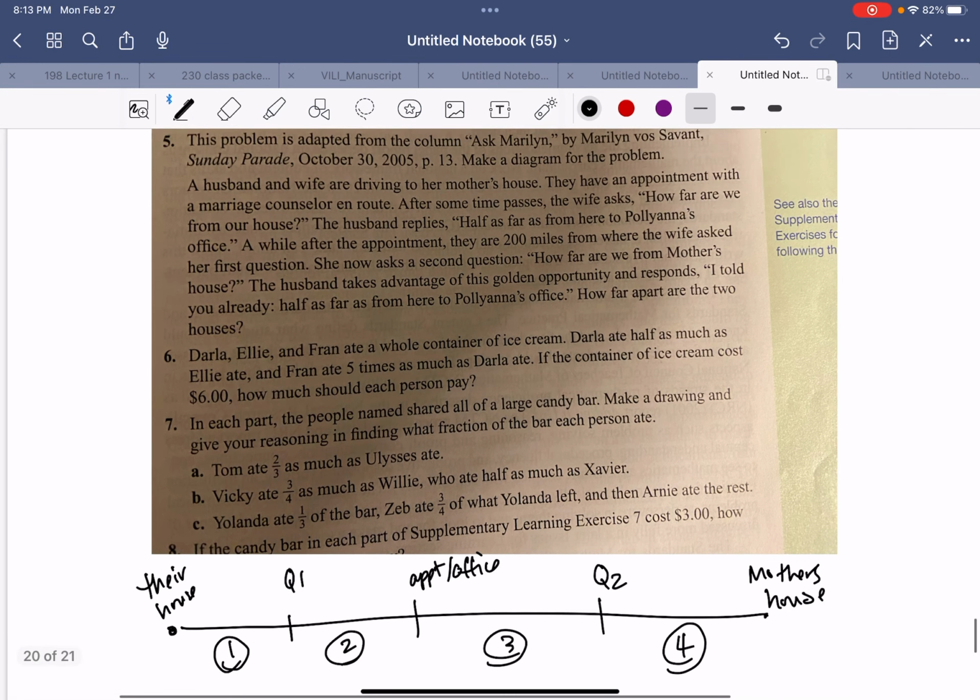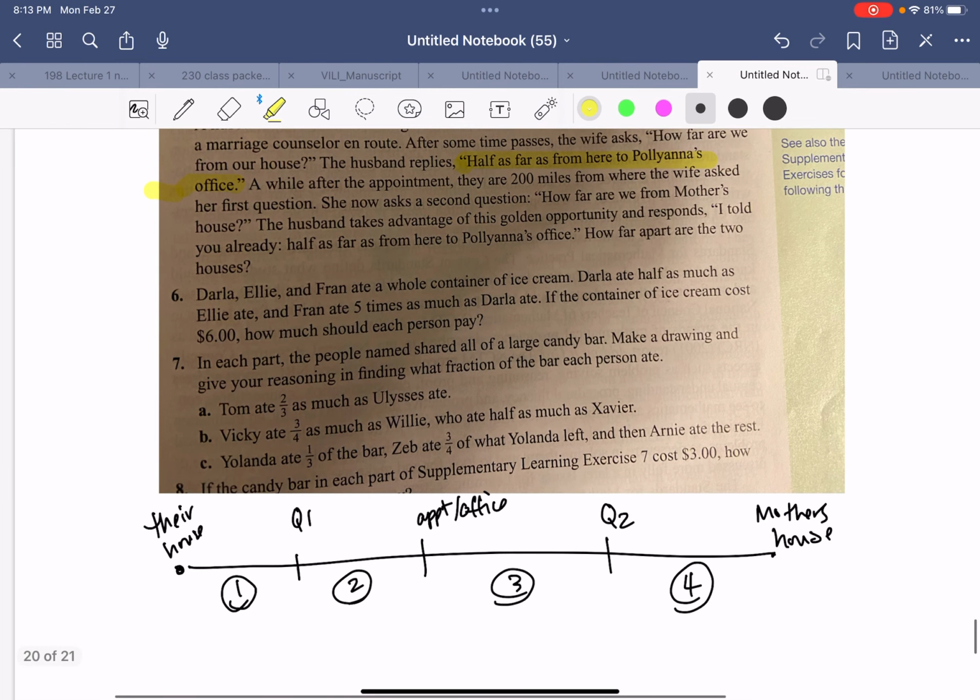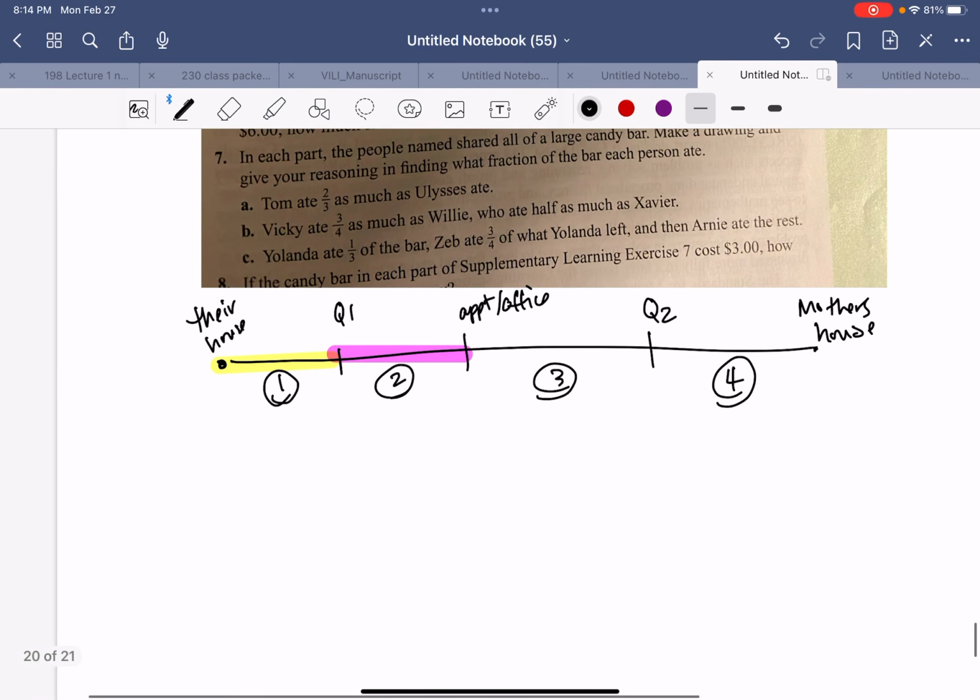So when we take a look at the ratios in here, it says half as far from here to Pollyanna's office. So here is where they are. How far are we from our house? So this is when they leave. They're a certain amount of distance from their house compared to from there to Polly's house. So the first ratio, the 1/2, compares section 1 to section 2.